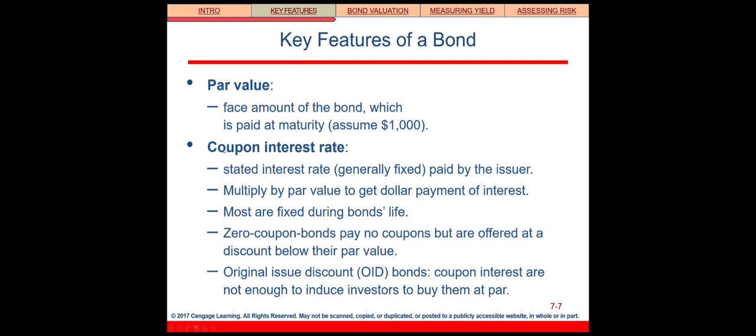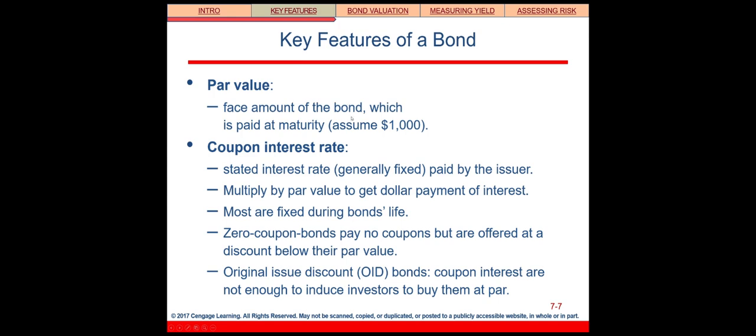And then the second one is coupon interest rate. It is the stated interest rate paid by the issuer. Yeah, and it's generally fixed. So we usually use the coupon interest rate times the par value, then we get the interest payments each year. But if the interest payments are made twice a year, like the bond is compounded semi-annually, then the coupon interest rate times the par value gets you the annual interest payments.